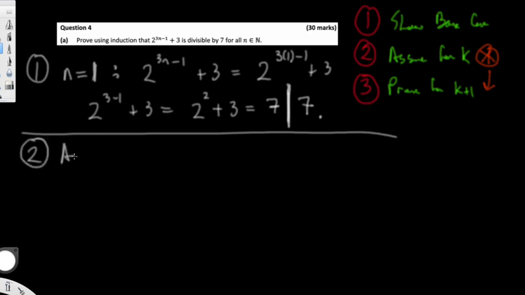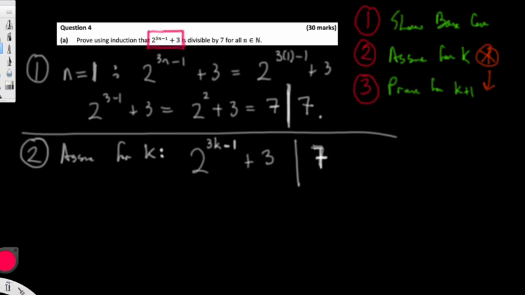The second part is we're going to assume for k. That means that there is some k so that 2 to the power of 3k minus 1 plus 3 is divisible by 7. Now, this expression changes for every single value of n. So we've got a chain of n is equal to 0, n is equal to 1, n is equal to 2, n is equal to 3, and this chain keeps on going. Now, what we're going to say is somewhere in the chain, n is equal to k, it's true.